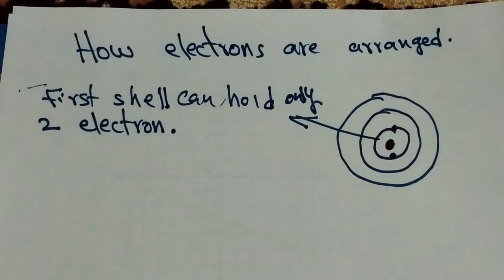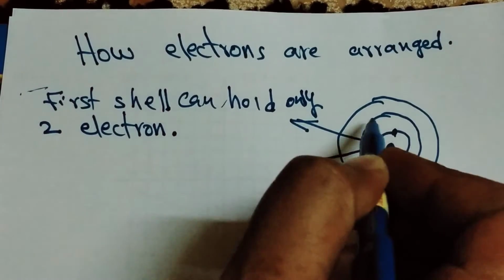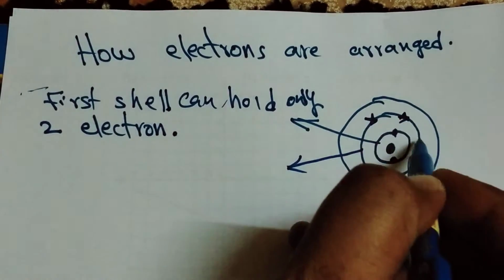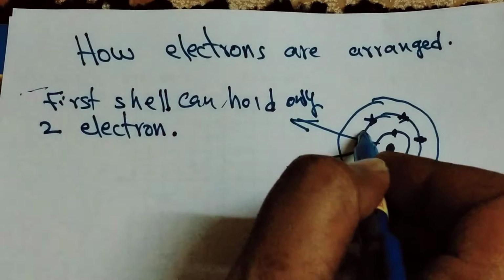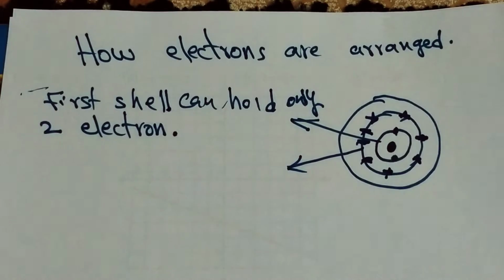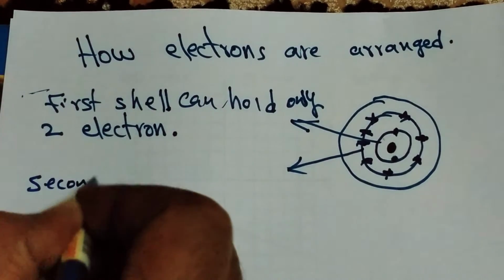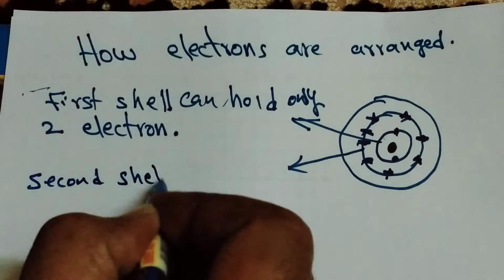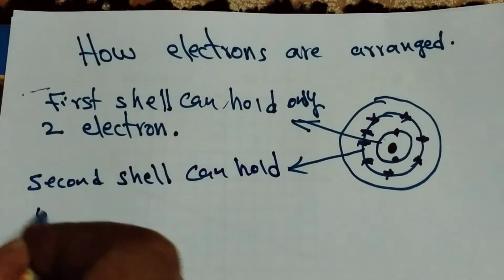Understand, my dear? So the second shell around it, this is the second one, can hold 8 electrons: 1, 2, 3, 4, 5, 6, 7 and 8. So let me write here: second shell can hold 8 electrons.